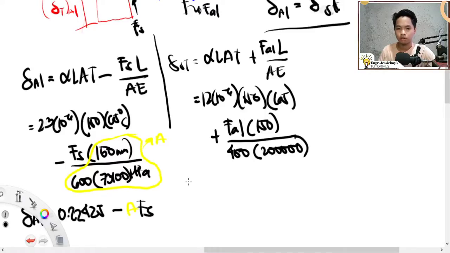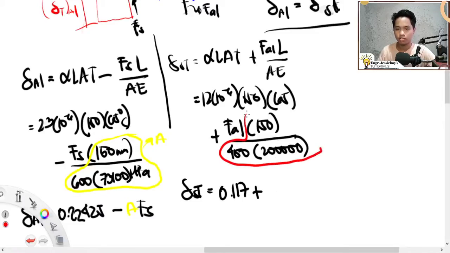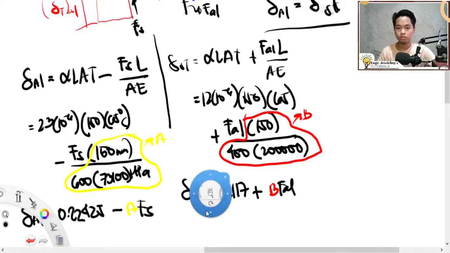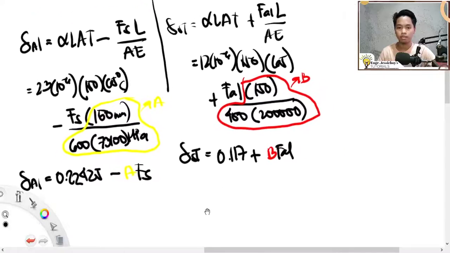All right, so the deformation of your steel is simply equal to 0.117 plus B, whatever value I store for B, multiplied by F_AL. So if we have those, we are going to relate this to our compatibility condition.